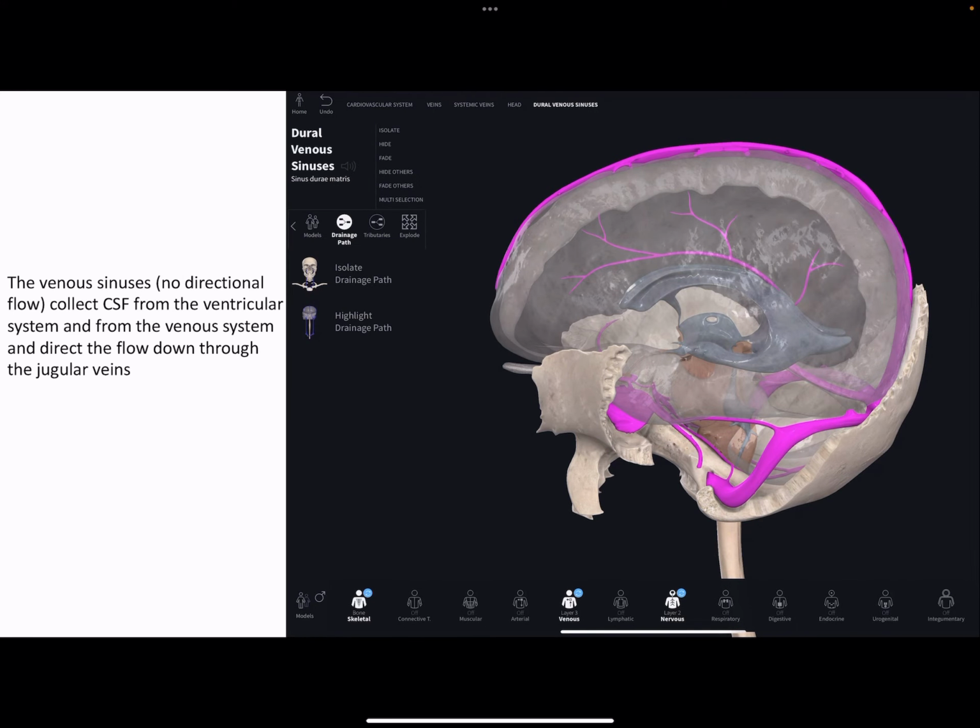Okay, so the venous sinuses don't actually have directional flow, unlike the veins, which do have directional flow. And then again, their job is to collect CSF, but also they're collecting all of the stuff from the veins.